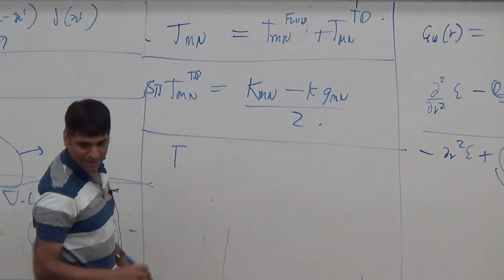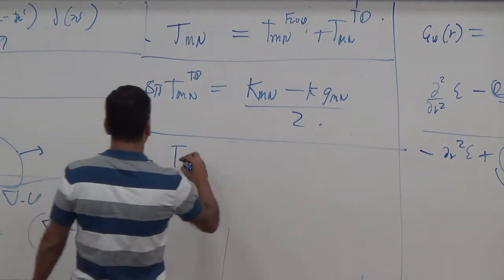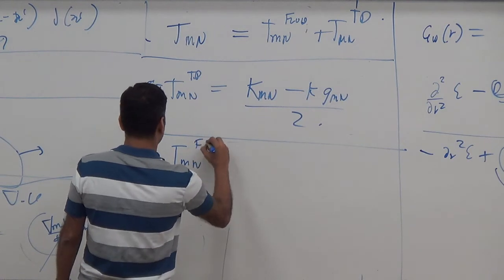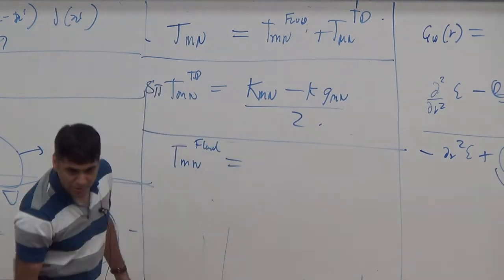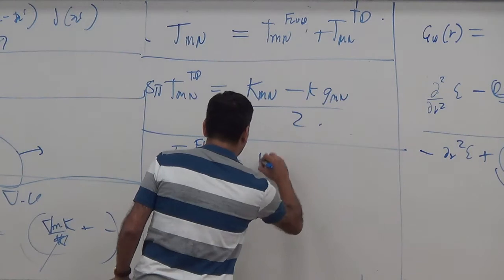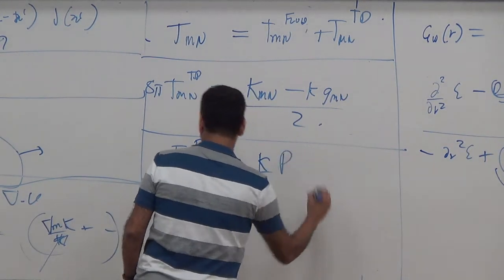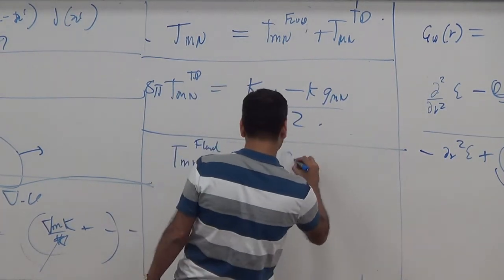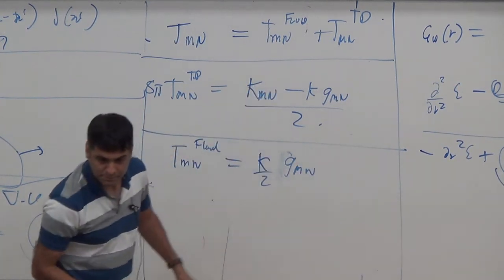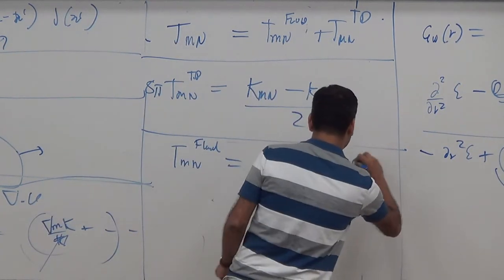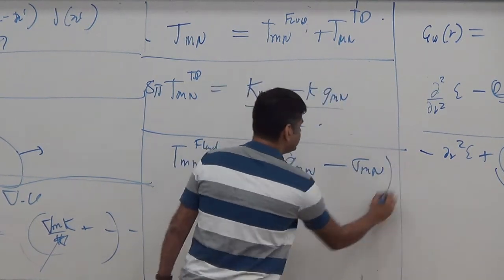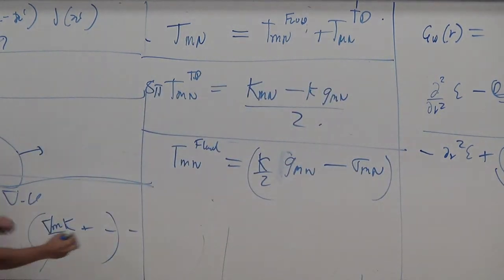On the other hand, T_mn fluid is equal to κ/2 G_mn minus σ_mn. Let me tell you what all these things are. All these things go as follows.